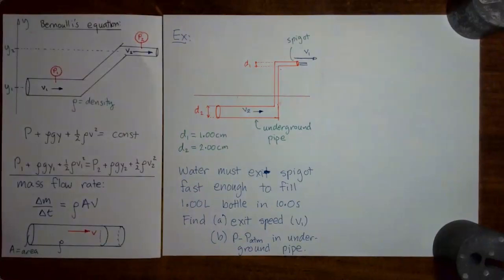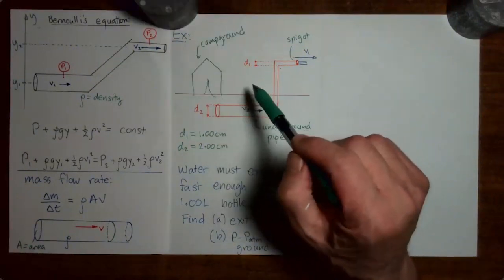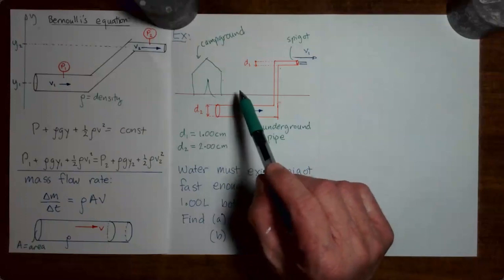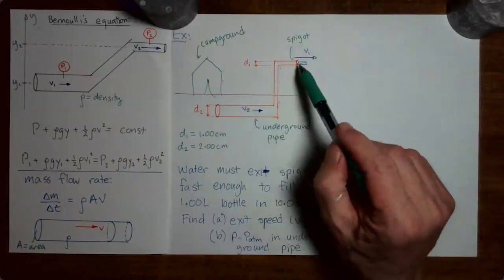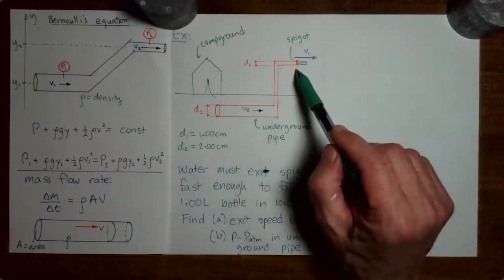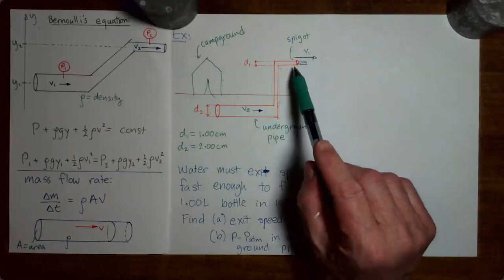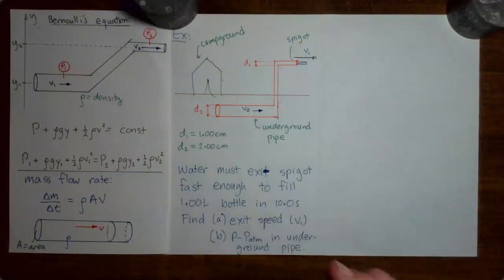So now we're going to put all of this to work in this example problem here. The setting for this problem is a campground. I drew a tent here to make the point that this is happening in a campground. And over here, we have a pipe that the campers use to fill their water bottles. So up here, we have a spigot where the campers turn on the flow.